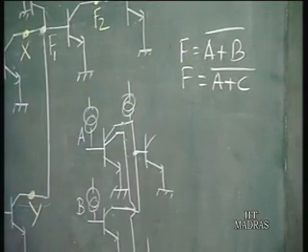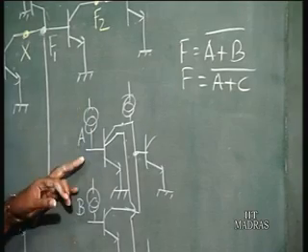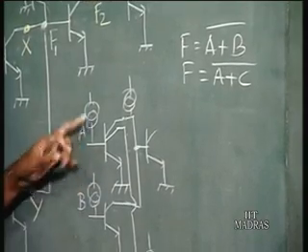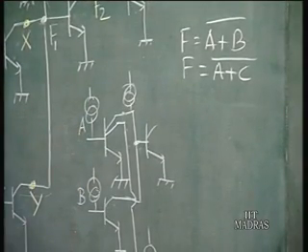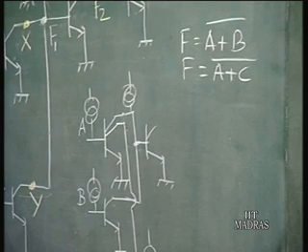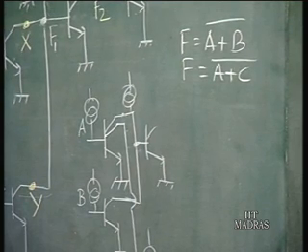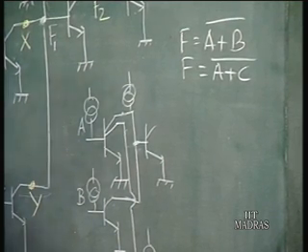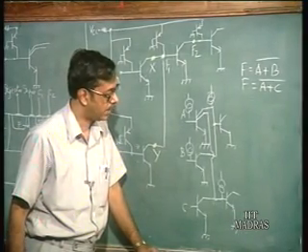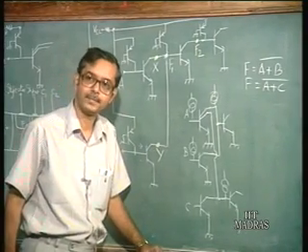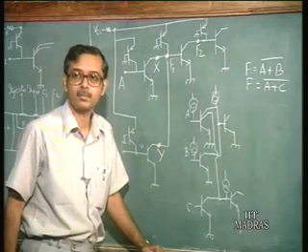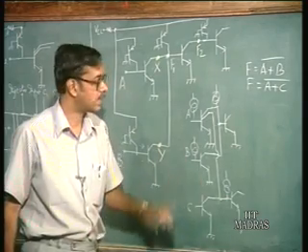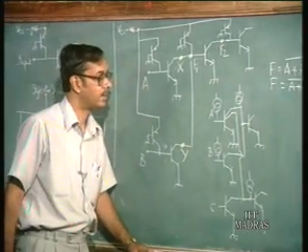So, that is also an advantage of I squared L. Using multiple collectors improves your functionality in the sense that you can have more logic functions derived using less circuitry. So, this is the reason why you require multiple collectors.